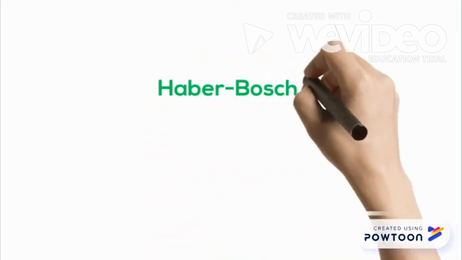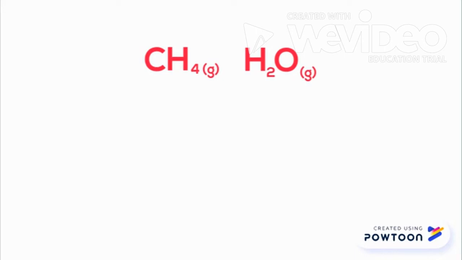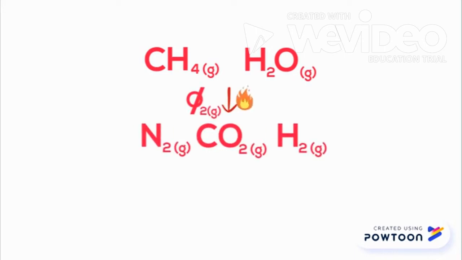Ammonia used in fertilizer is created through the Haber-Bosch process. Natural gas and steam are pumped into a chamber along with air. The natural gas and steam are then burned to remove the oxygen within the chamber, leaving nitrogen, carbon dioxide, and hydrogen. Next, the CO2 is removed, leaving only nitrogen and hydrogen.